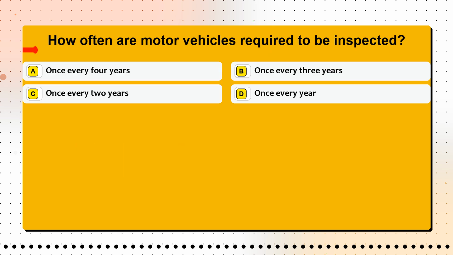Question 80. How often are motor vehicles required to be inspected? Here are the options. Option A. Once every 4 years. Option B. Once every 3 years. Option C. Once every 2 years. Option D. Once every year.